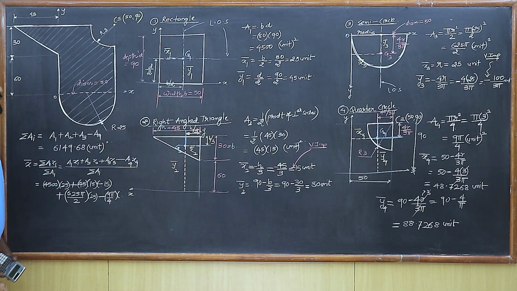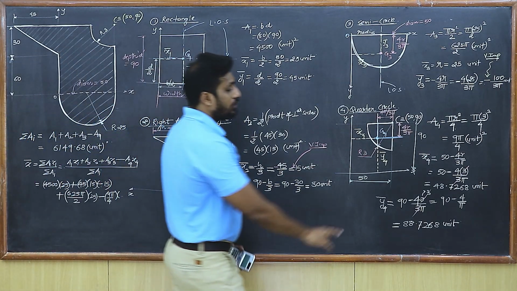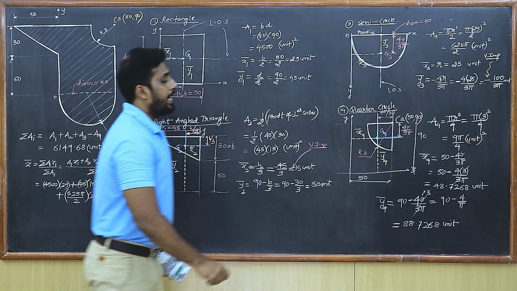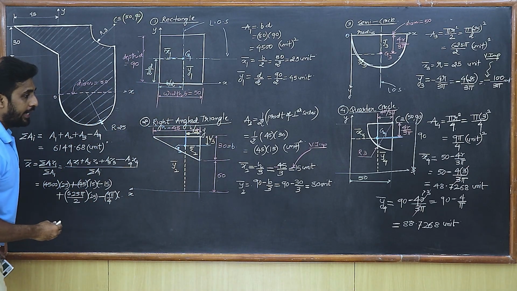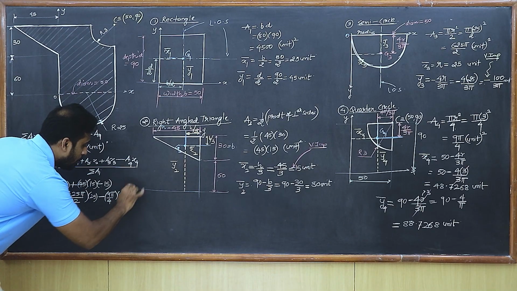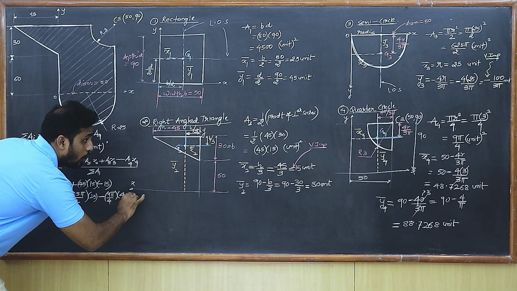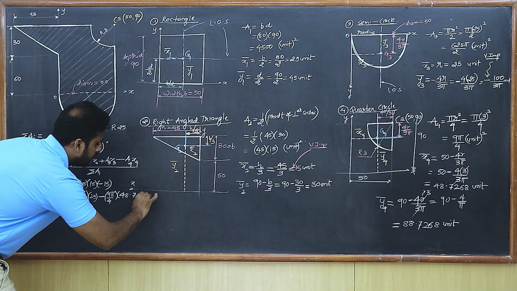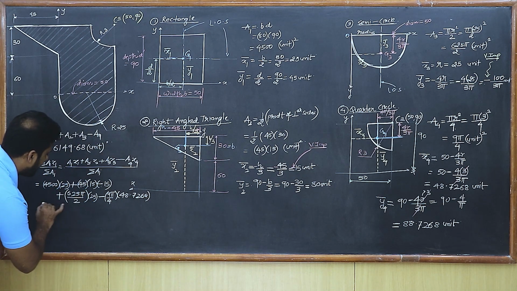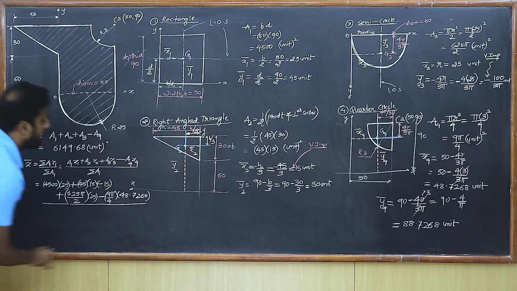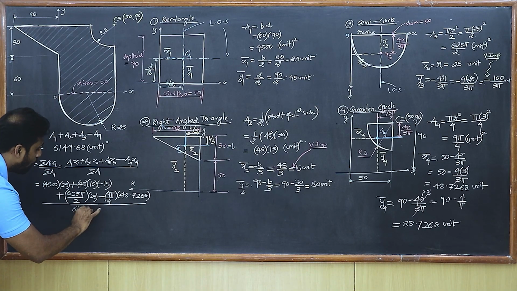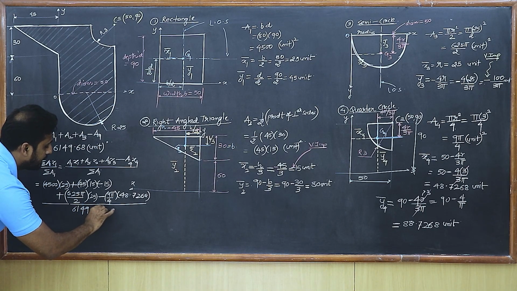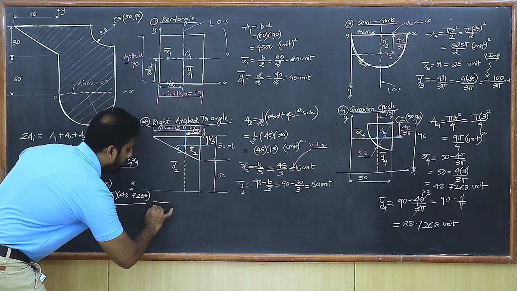This multiplies with x4 bar. So what's the value of x4 bar? It is 48.7268. So I write here 48.7268, and this entire answer gets divided by the value of summation of ai, which is 6149.68. So let's very quickly find the value over here.